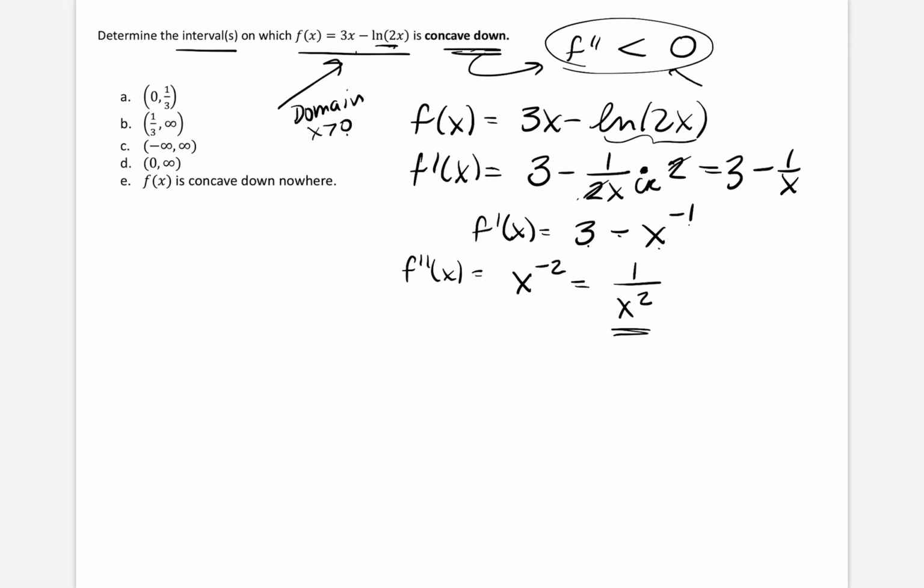But our second derivative is always going to be positive, right? Because it's 1 over x squared. And for any value of x, that will be positive. So there are no values of x that will make our second derivative negative. So what does that mean? Well, that means that our original function is never concave down, or concave down for no values of x.